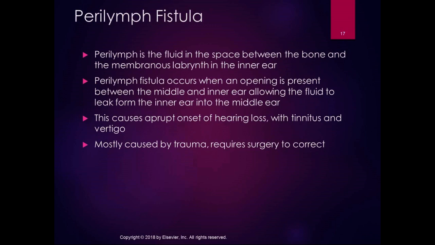So perilymph fistula. Perilymph is the fluid in the space between the bone and the membranous labyrinth in the inner ear. A fistula is basically an opening where there shouldn't be an opening. So perilymph fistula occurs when you have an opening between the middle and inner ear, allowing the fluid to leak from the inner ear to the middle ear. It causes an abrupt onset of hearing loss with tinnitus and vertigo. Usually perilymph fistula is caused by trauma and it requires surgery to correct.